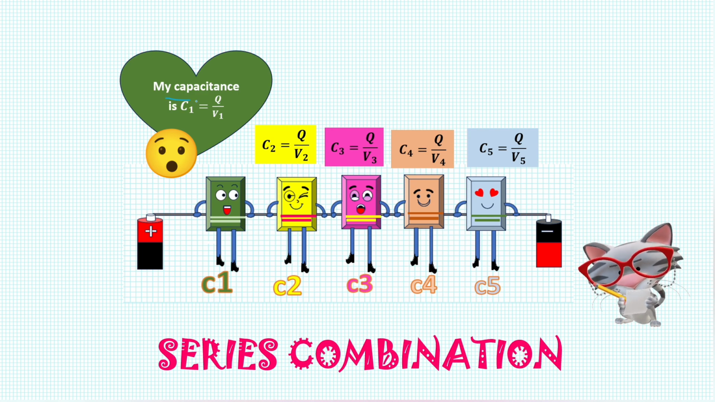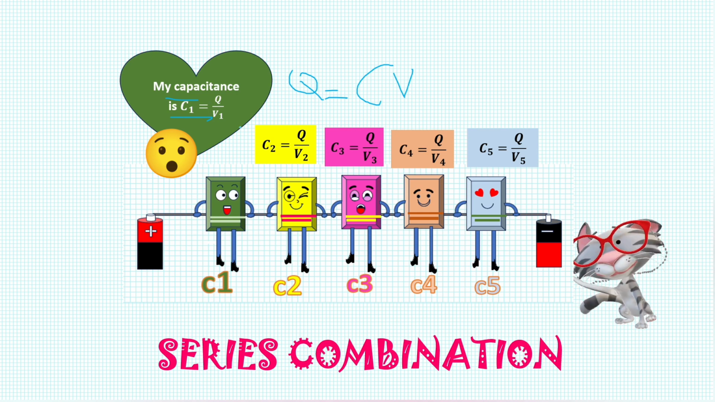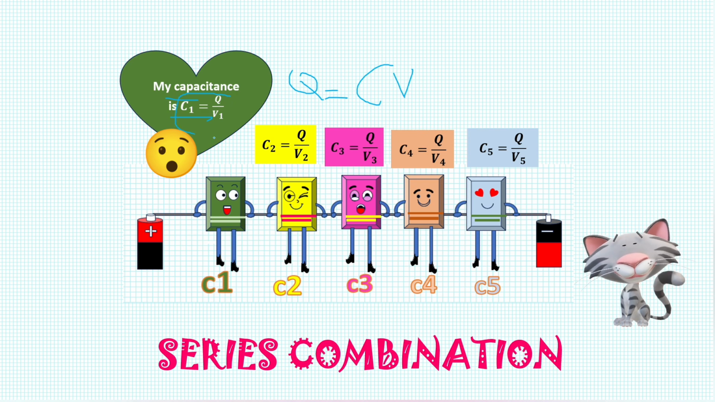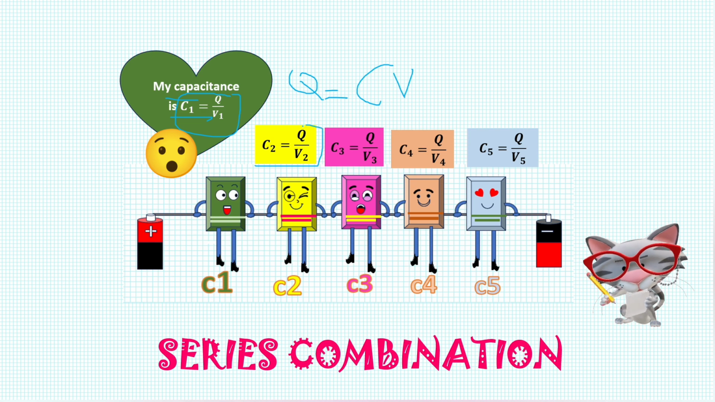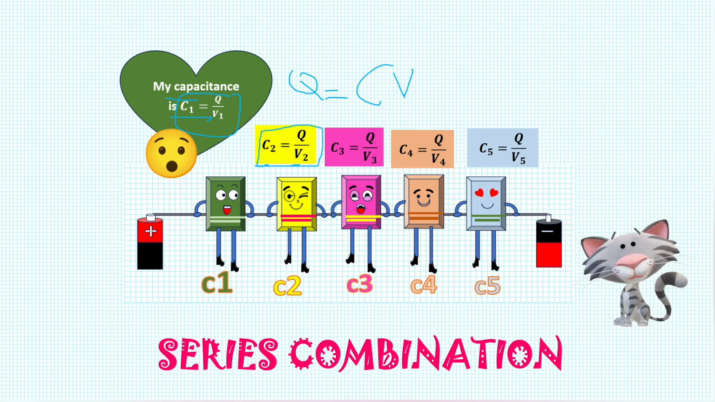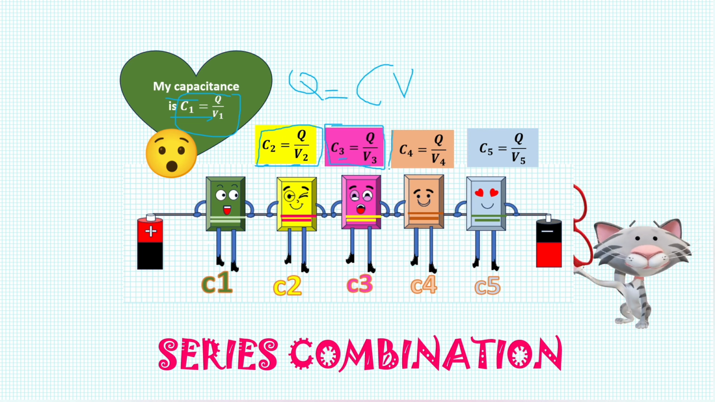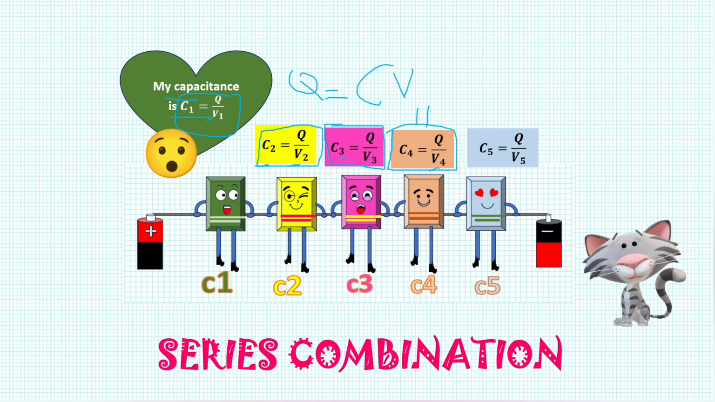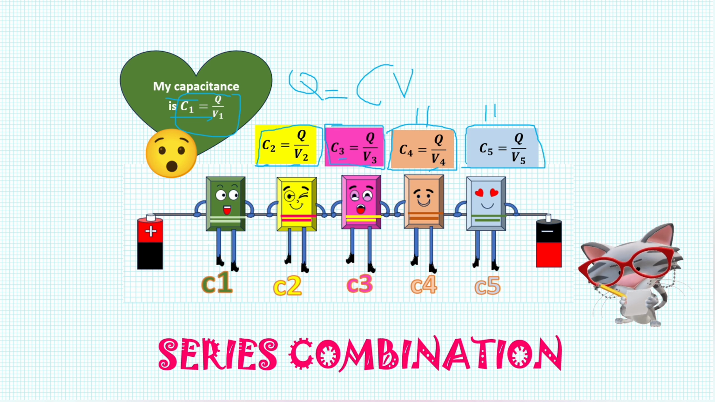From the formula for capacitance, which is Q equals CV, each capacitance can easily be found. Look at our formulas. My capacitance is C1 equals Q divided by V1. My yellow fellow capacitor's capacitance is C2 equals Q divided by V2. My other pink friend capacitor's capacitance is C3 equals Q divided by V3. My fourth fellow capacitor's capacitance is C4 equals Q divided by V4. And the fifth capacitor's capacitance is C5 equals Q divided by V5.